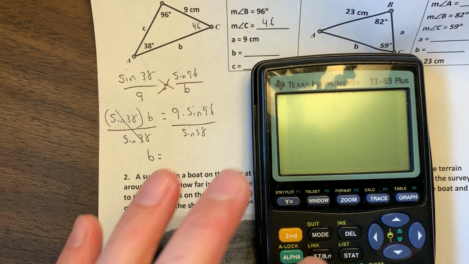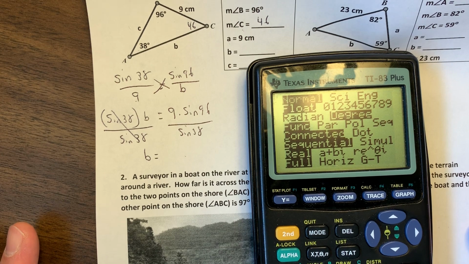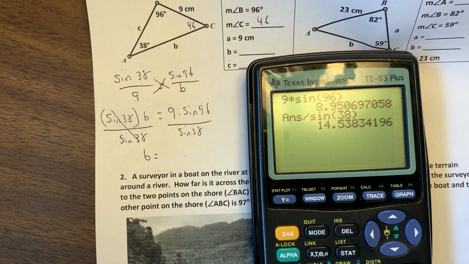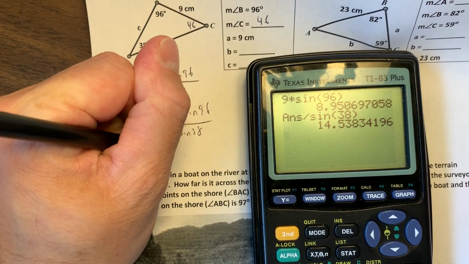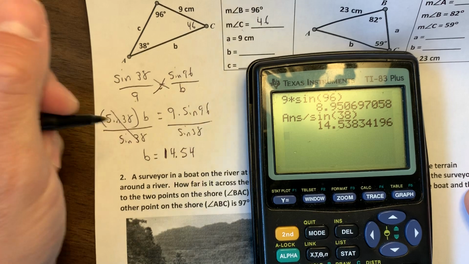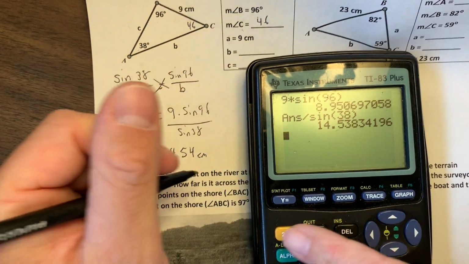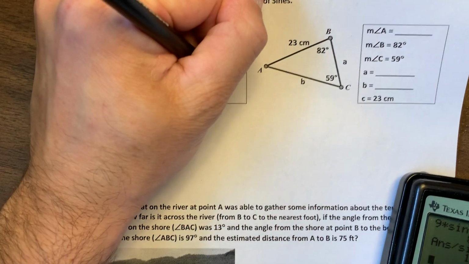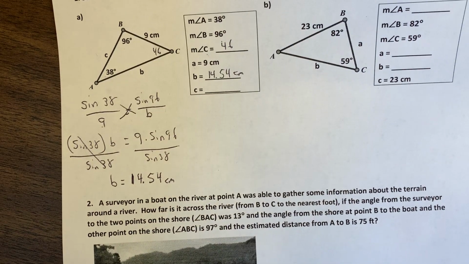Watch. Whoa, hold on. Am I in the right mode? You guys checking the mode? I'm in the right mode. Okay, 9 times the sine of 96, it's a long irrational decimal, divided by the sine of 38, okay? All right, there's my answer. Now, there's no directions on how to round. When you do IXL, it's going to ask you for tenths or hundredths. I'm going to round this to the hundredth because I like that. There you go. b is 14.54 centimeters. Done. That one's pretty easy.